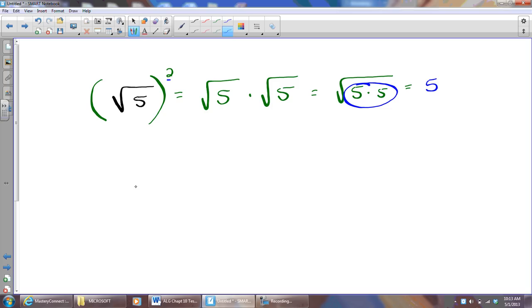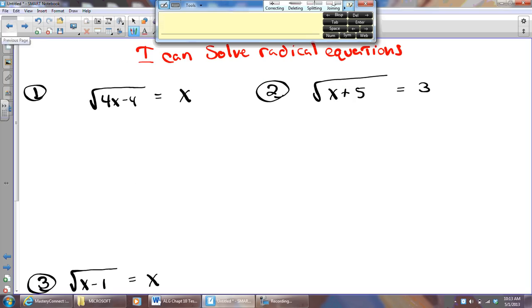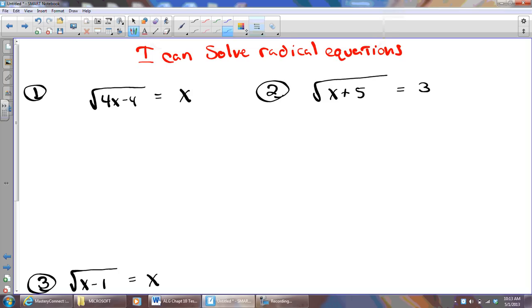Okay, so when I have a problem like number 1, rad of 4x minus 4 equals rad x, well, I'm going to go ahead and square each side. So I'm going to square this side, and I'm going to square this side. Well, x times x, that's x squared, right? The square and the rad cancel each other out on this side, leaving 4x minus 4.